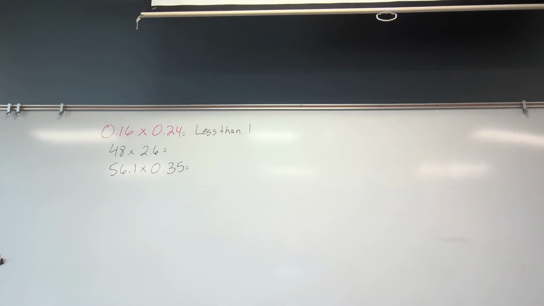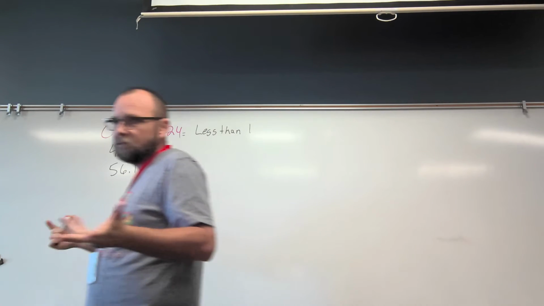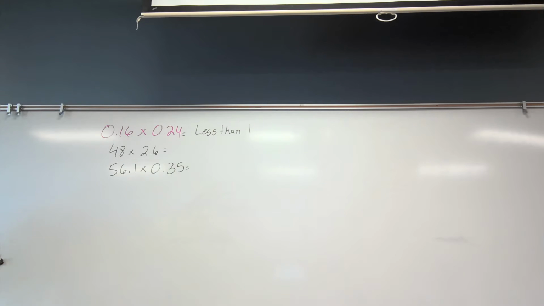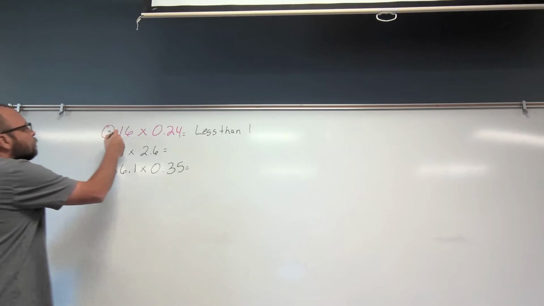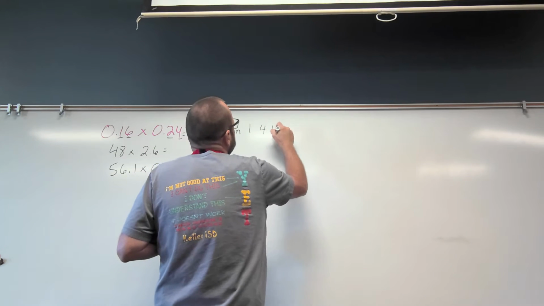How many numbers are going to be behind the decimal point in my product? Brianna? 4. I have 1, 2, 3, 4. So I'm going to have 4 behind the decimal.